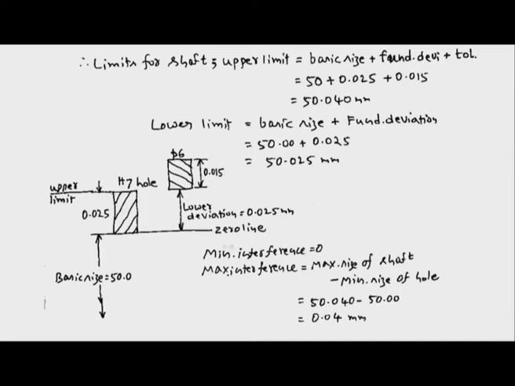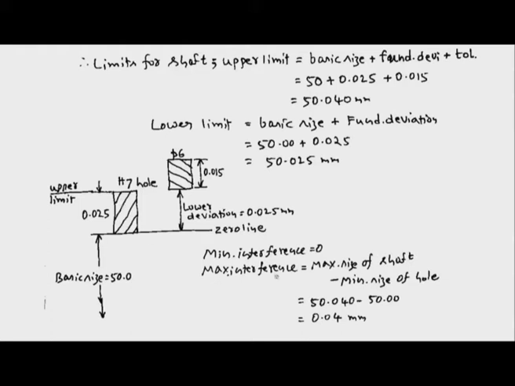Now we can observe that here the maximum size of the hole is equal to the minimum size of the shaft. That means the interference is equal to 0, it will just slide, there is no gap between hole surface and the shaft surface. By the application of little pressure, the shaft will move into the hole.